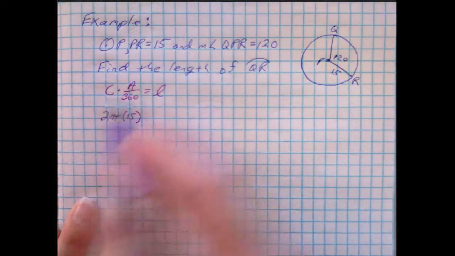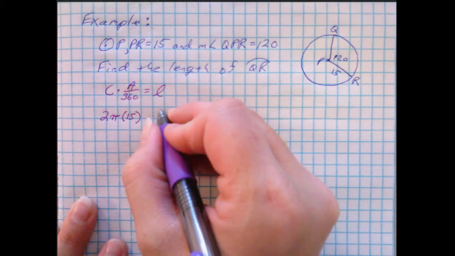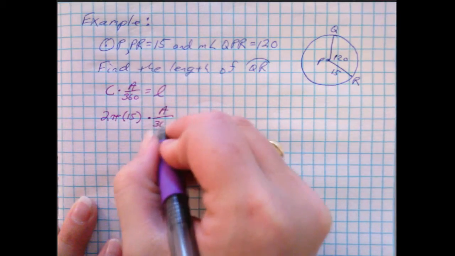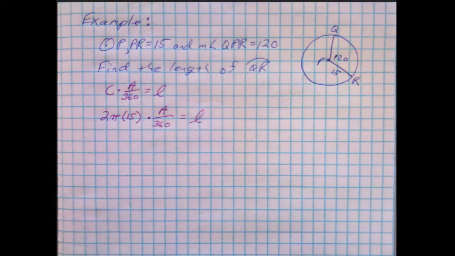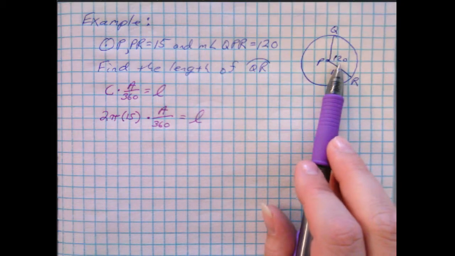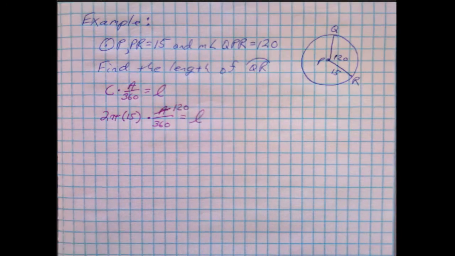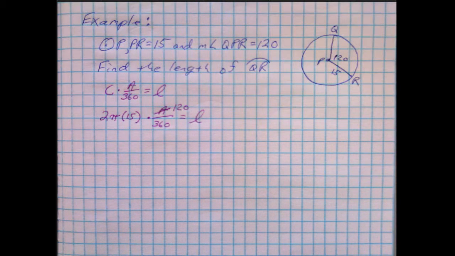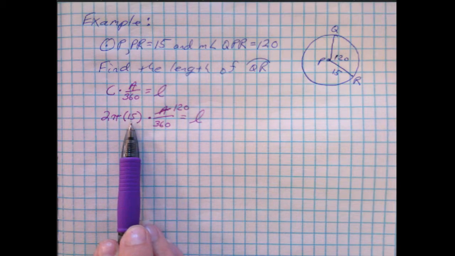So that's C times A over 360 equals L. So what is that A? We haven't really talked about that A piece yet. That is just your angle. So my angle is 120, so I can plug in 120 here. Okay? So now I have 120 divided by 360 times my 2 pi times 15.